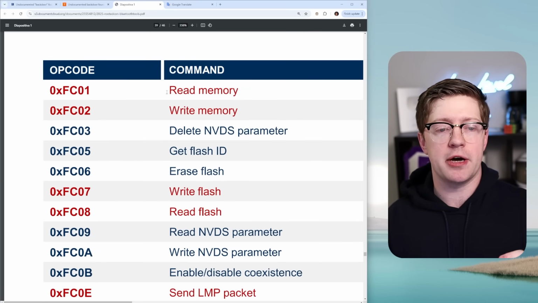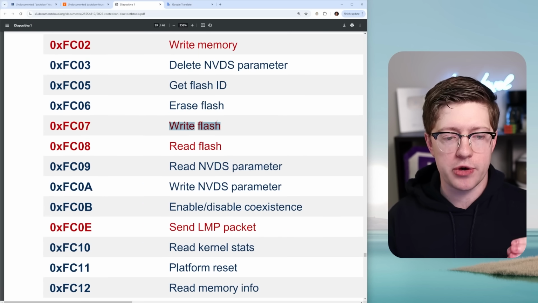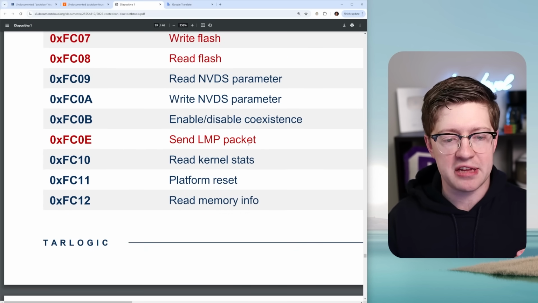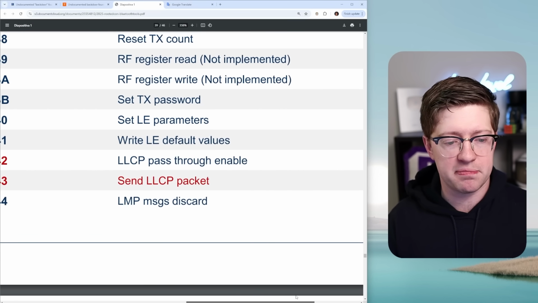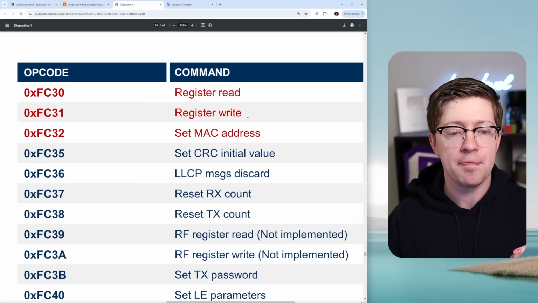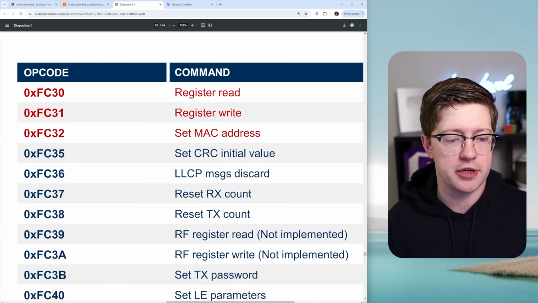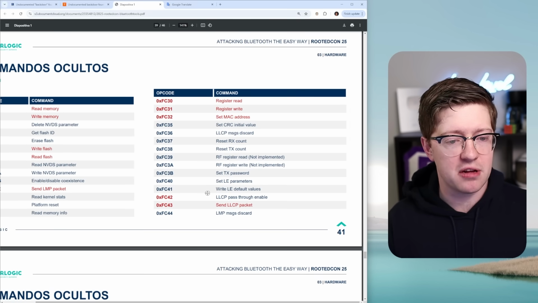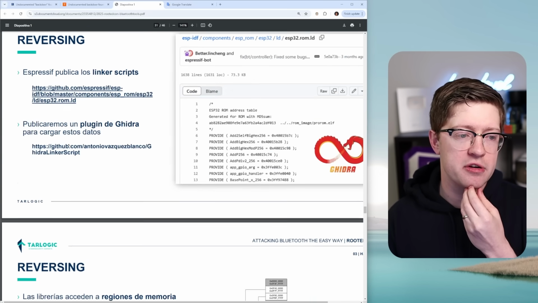But the main ones that they're mad about are read memory, read flash, write flash, and then sending a variety of packets. So from this position, you can send packets to different layers of the Bluetooth stack. You can also read and write registers within the ESP32. And so this gets a lot of attention at a security conference in Spain.